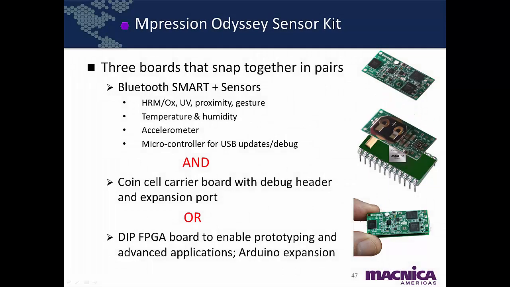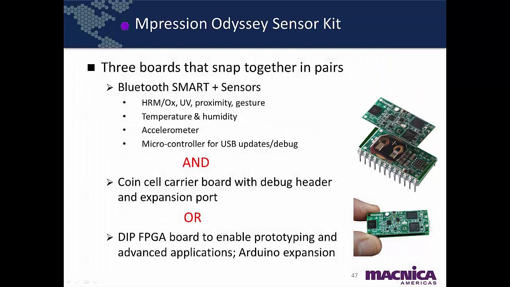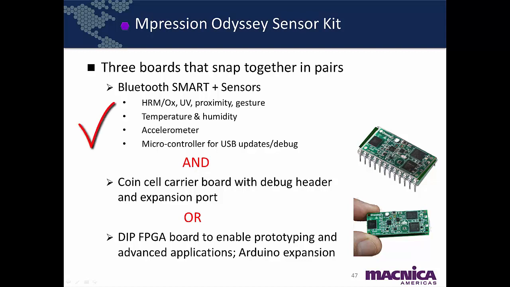Now, Mpression's Odyssey Bluetooth Smart Sensor Kit is the perfect way to get started on your design journey. The Odyssey Bluetooth Smart Sensor Kit allows you to create a custom Bluetooth low-energy device in just minutes. It combines sensors for ambient and UV light, proximity, gesture, pulse rate, temperature and humidity, and acceleration. It is designed with a USB-enabled microcontroller and a Broadcom 2737S Bluetooth Smart module for connectivity.